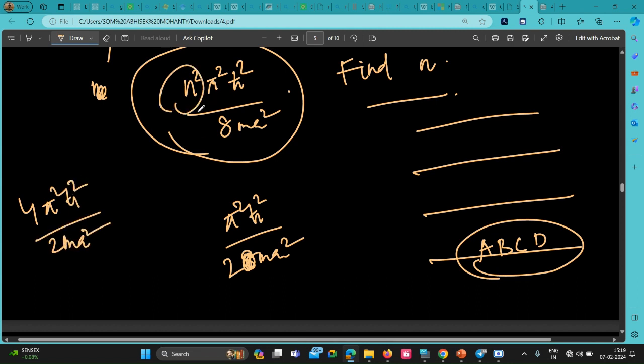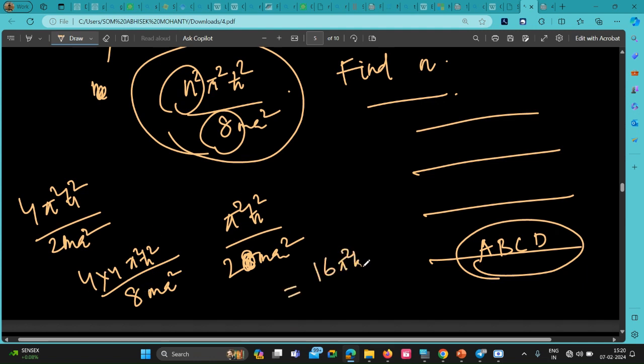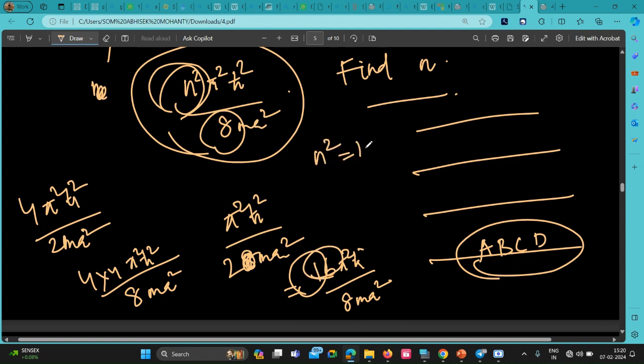But the answer is given as n square by 8, so 8 should be in the denominator. If I write 8 in the denominator, that means I am multiplying by 4 in the denominator, so I have to multiply by 4 in the numerator. See, 4 by 2 is 2, and 16 by 8 is also 2. So the numerator becomes 16 pi square h cut square by 8 m L square. So n square is 16, and n is 4. So the answer is 4.